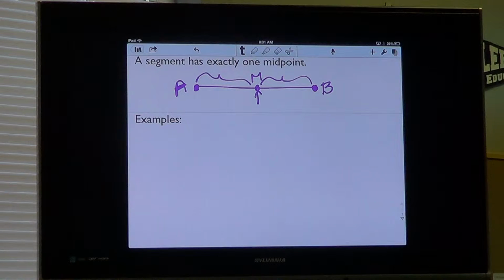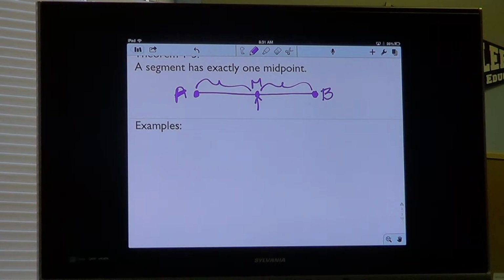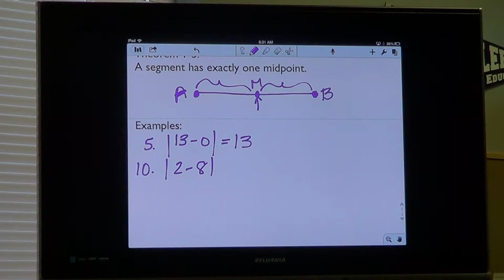We have, let's just go through some of these. Number 5 says the absolute value of 13 minus 0. What would that be? 13? Good. Number 10 says the absolute value of 2 minus 8. 6. Okay, good, because 2 minus 8 would actually be negative 6, but the absolute value of negative 6 is positive 6, right? Good. Questions so far?